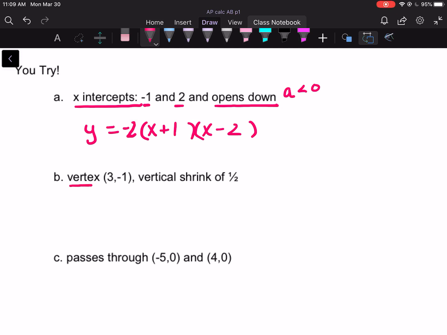Here they give you a vertex, so you know it's vertex form. They give you a shrink so you have an a value. So in this case, your a value is 1/2. It's always going to be x, opposite of your x value, -3, and plus or minus k. In this case, it's -1.